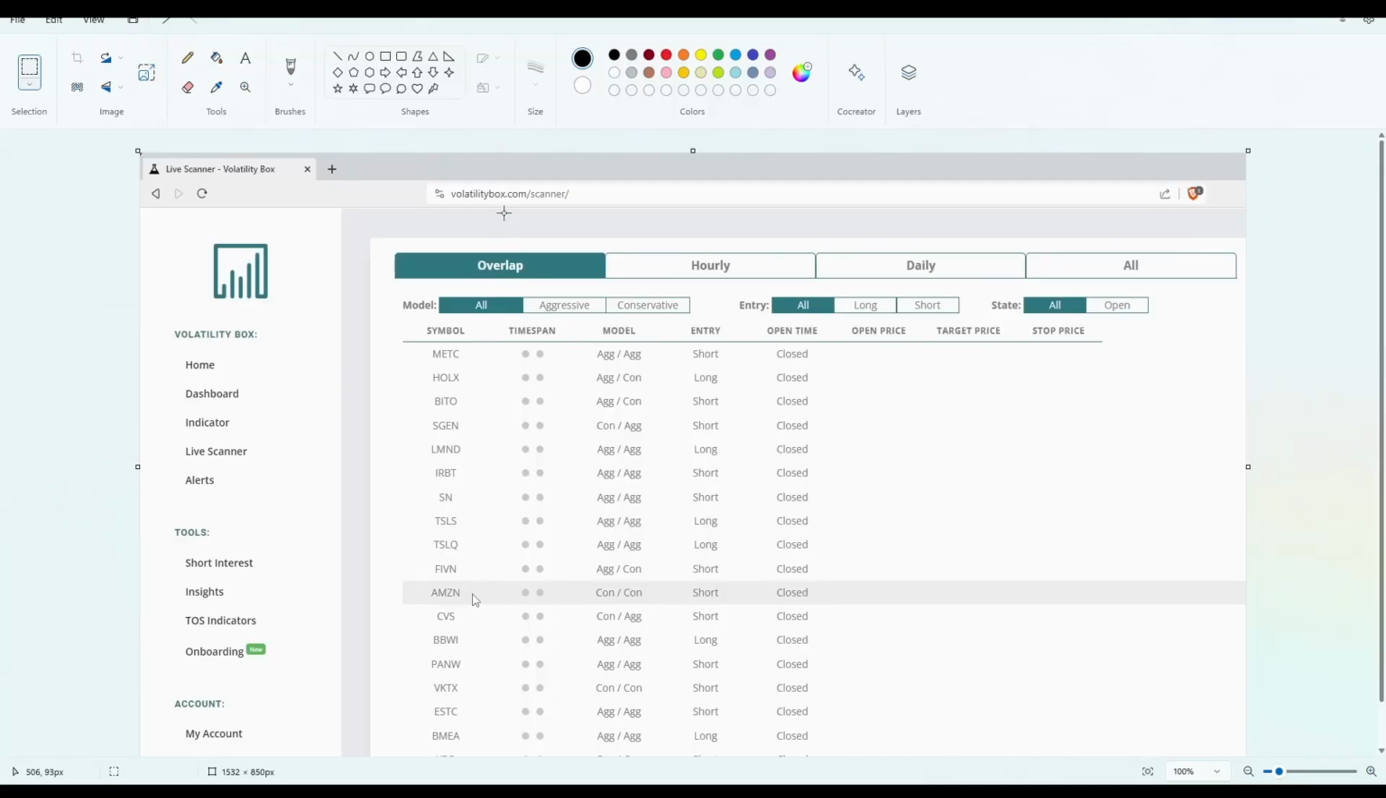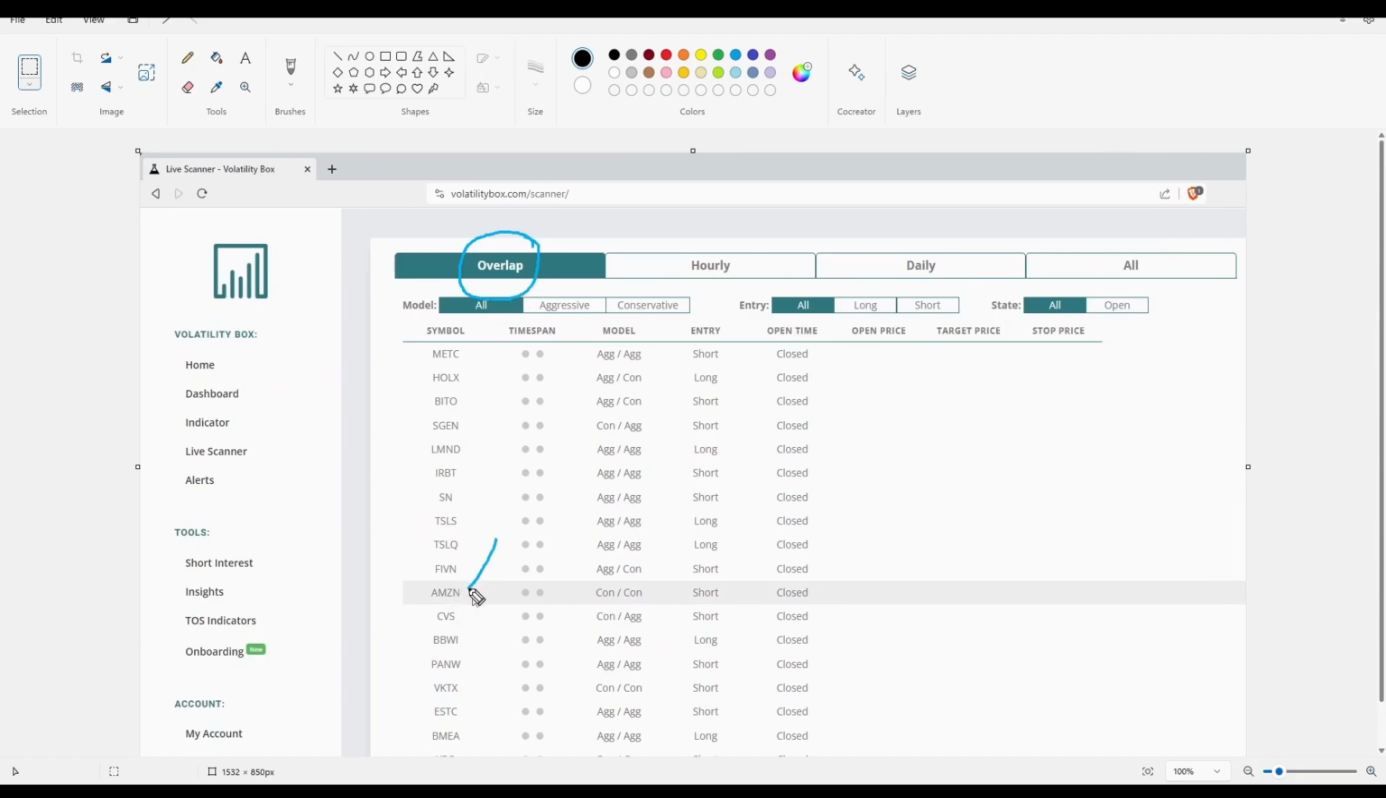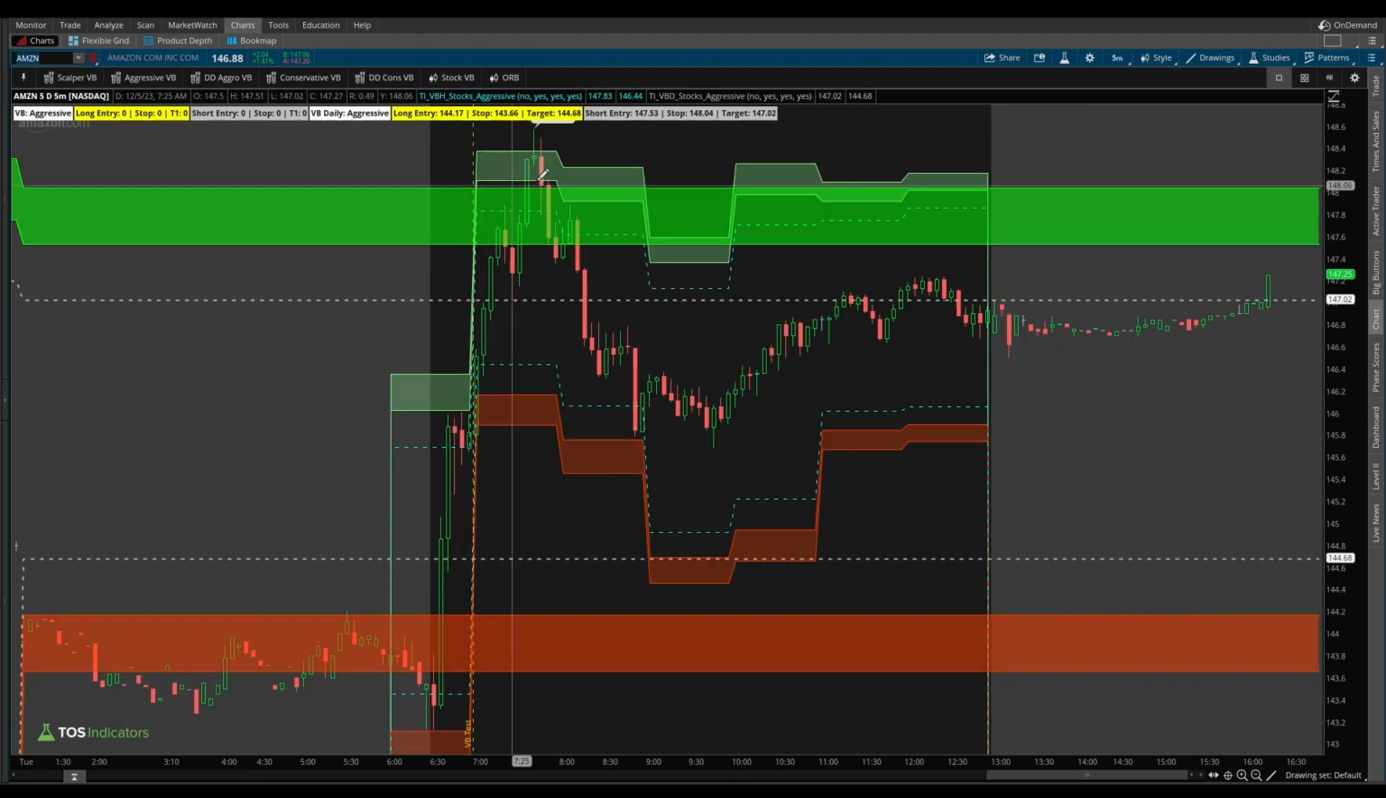In fact, if I show you a screenshot of the live scanner from earlier in the day, Amazon was one of the few stocks which appeared on its overlap tab. You can see it right down here, telling you that it's breaching both its hourly and its daily Volatility Box models, and this is happening at the same time, meaning you really have a true volatility edge here.